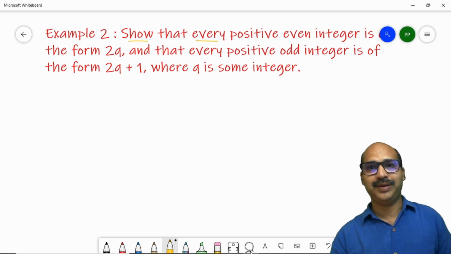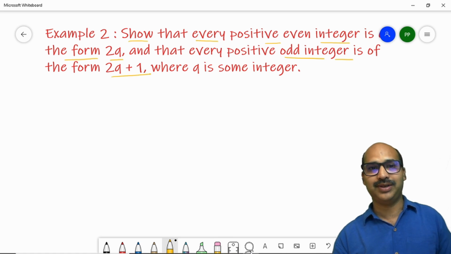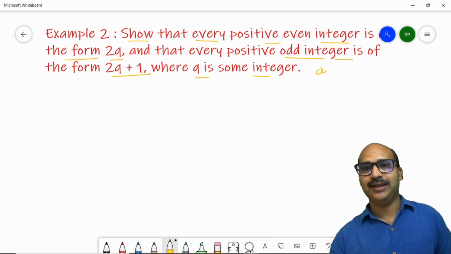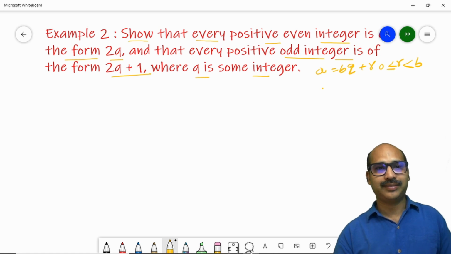Every positive even integer is of the form 2q, and every positive odd integer is of the form 2q plus 1, where q is some integer. As we know Euclid's division lemma, a is equal to bq plus r, where r is greater than or equal to 0 and less than b. Here b is the divisor, a is the dividend. So from this problem you can see the form 2q or 2q plus 1.